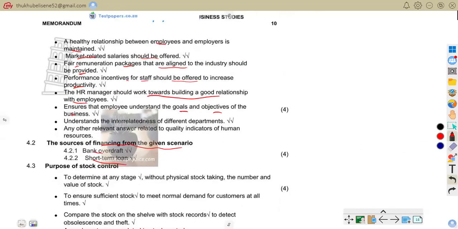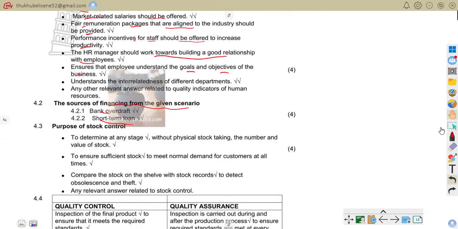Purpose of stock control. They said that it is to determine at any stage without physical stock taking the number and the value of stock. So determine quantity and the value of stock without physical counting. That's what we are saying. So the stock records show available inventory at any given time. For example, the system shows 200 units remaining in the warehouse.